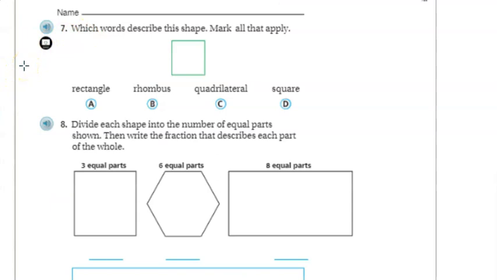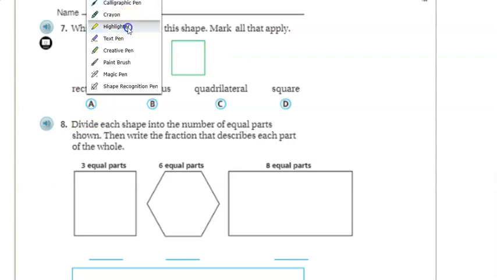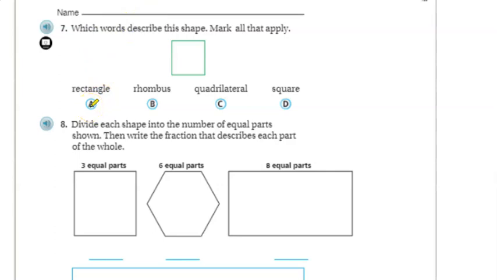Which words describe the shape? Mark all that apply. So we know what a square can be. So a square can be a rectangle, but a rectangle cannot be a square. So hopefully you see that you have that square can be a rectangle. Hopefully you remember that a square can also be a rhombus, but not all rhombus are square. Hopefully you see that this square has 4 sides, so it is a quadrilateral, and obviously all sides are the same, so it is also a square.